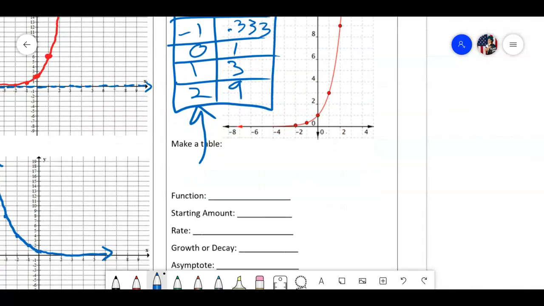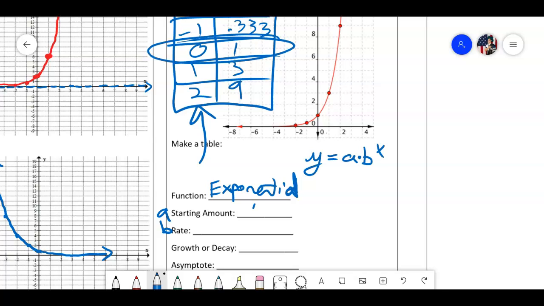When it says function, what kind of function is it? It's exponential. And remember, our formula is y equals a times b to the x. Now, a and b are right here. What's the starting amount? When x is 0, what is y? Right here, 1. Y-intercept, yes. So the y-intercept is 1. That's my a value. So I already know half the equation. The a is 1.